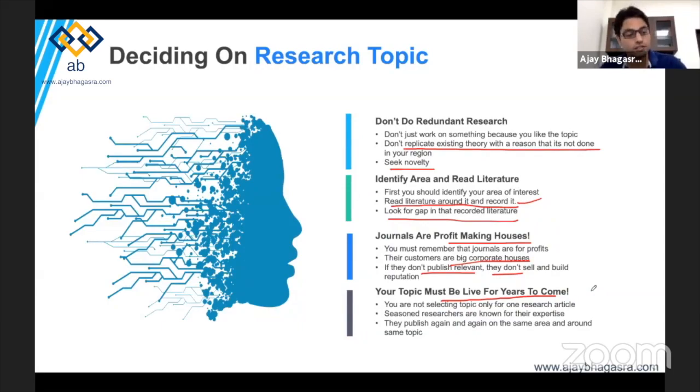And this is the trouble that many of our scholars face. We should not make our scholars work on topics which are dead. Journals would not accept them, right? So now your topic has to be live. Very important point here also: when you are selecting a topic of research, you are not selecting that topic only for one piece of research.